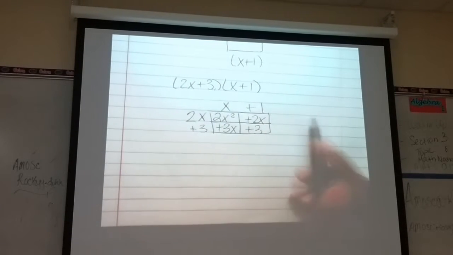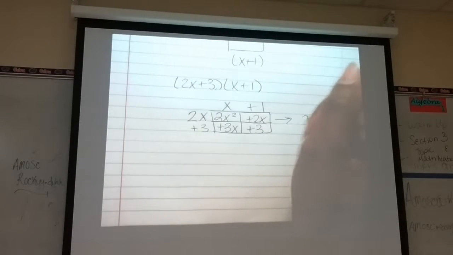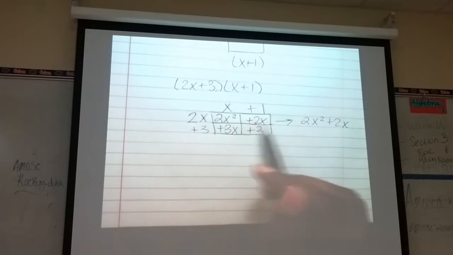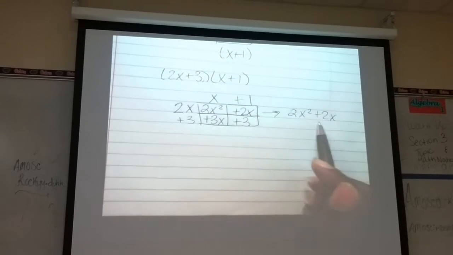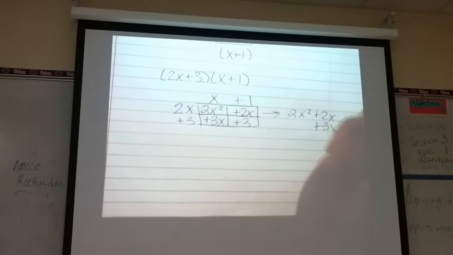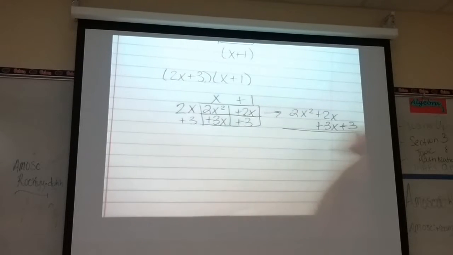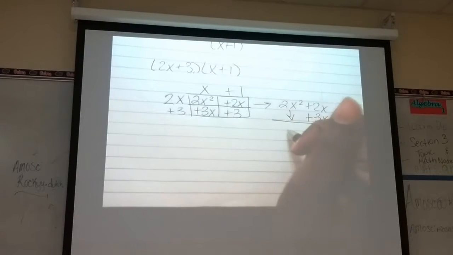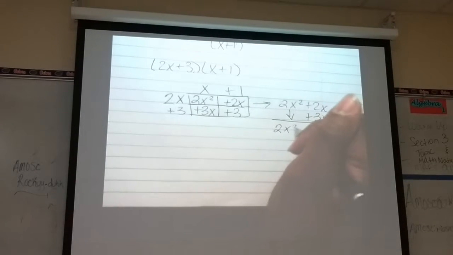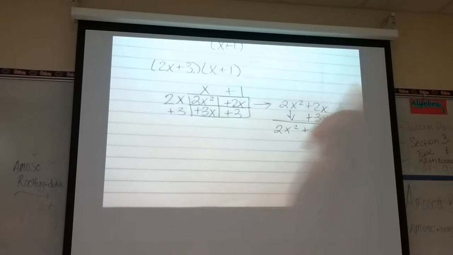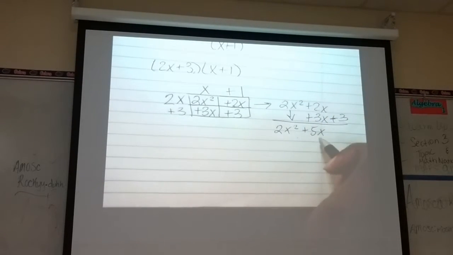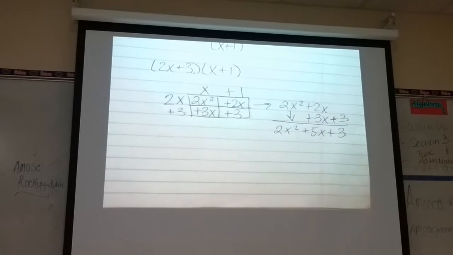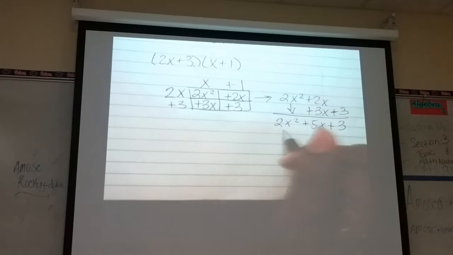Whatever you have in the box, you're going to bring over to your right. So 2x squared plus 2x is exactly what I see in the box. Whatever's on the bottom, I write on the bottom: plus 3x plus 3. You combine all like terms. 2x squared cannot be combined with anything else, so I bring it down, plus 5x plus 3. And that's it. That'll be your final answer.